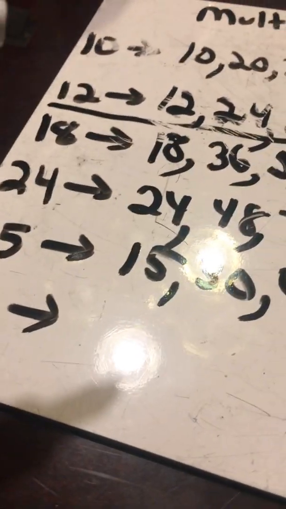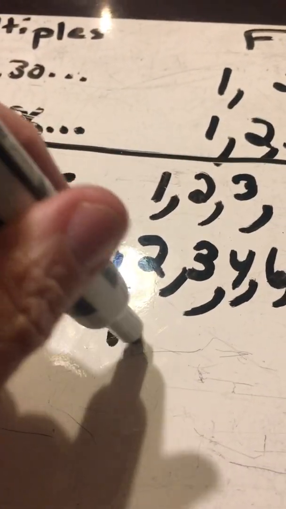15. Multiples of 15. 15. Add 15 to that and you get 30. Add 15 to that and you get 45. Dot, dot, dot to indicate they go on forever, right? Now, let's see the factors of 15. Factors always start with 1. One fun factor. I'm having fun. And its partner is 15 because 1 times 15 is 15.